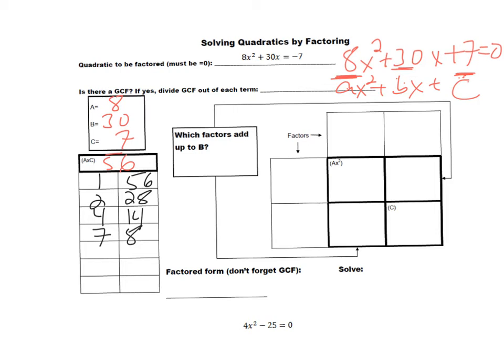That's it. Of course, maybe you already saw as I was doing this, which of these two add up to the 30? Well, hoping you see it's 2 times 28, right? So 2 and 28 is what we want, because that'll add to 30. So I'm going to write my 8x squared here. I'm going to write my 7 down here, because that was C. And then I'm going to do the 2x and 28x. And it doesn't matter which spot you put them in. It's going to be the same.